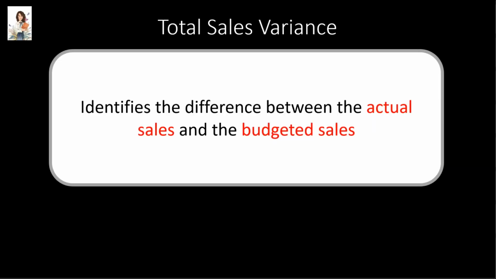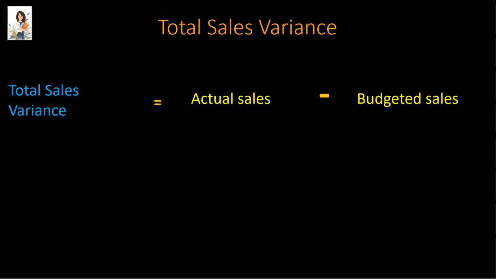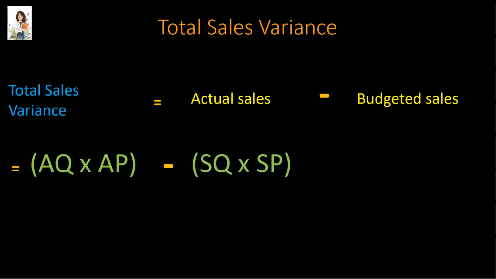The total sales variance is the difference between the actual sales and the budgeted sales. Its formula is total sales variance is equal to actual sales minus budgeted sales, which can be written as actual quantity of sales multiplied by the actual price minus the standard quantity of sales multiplied by the standard price.